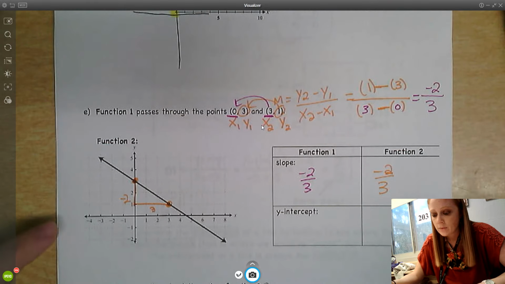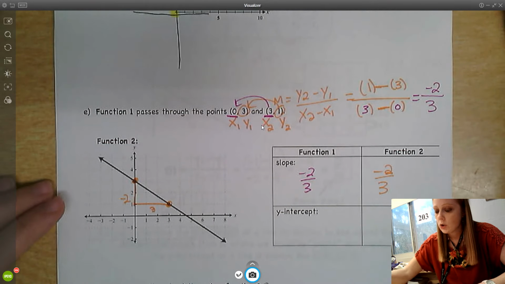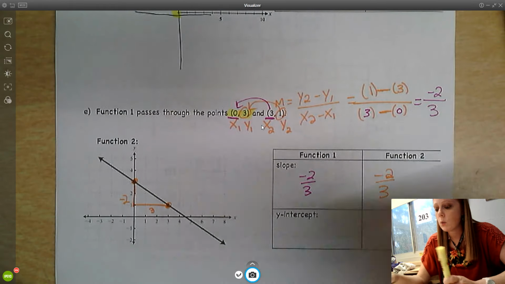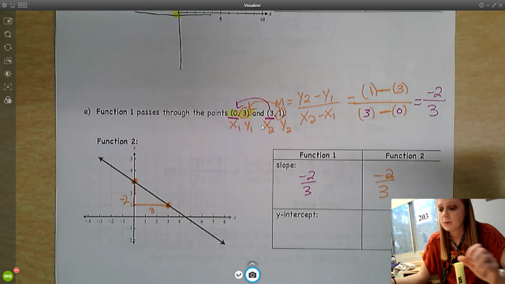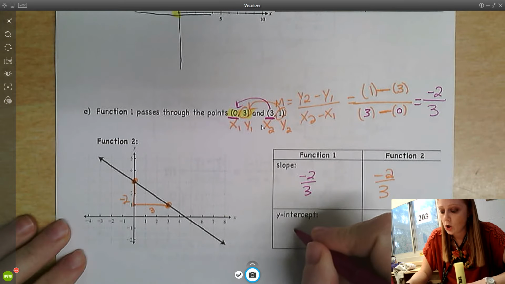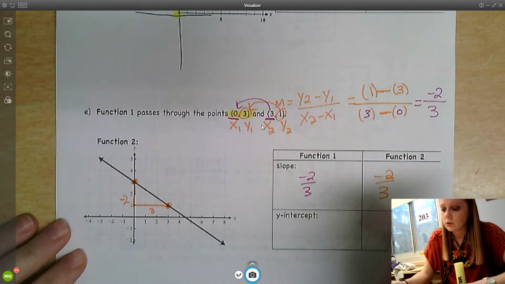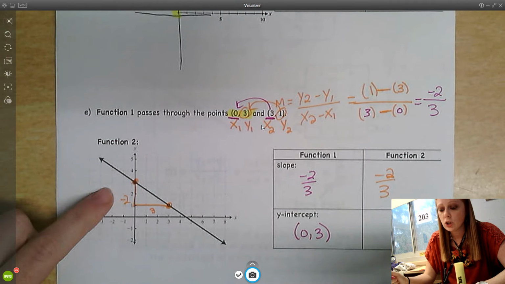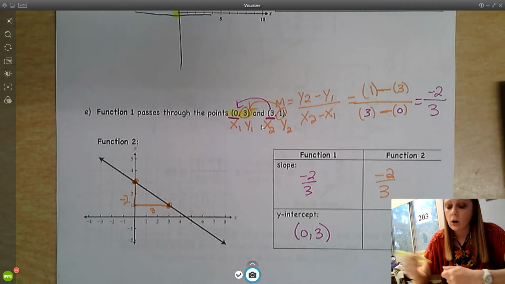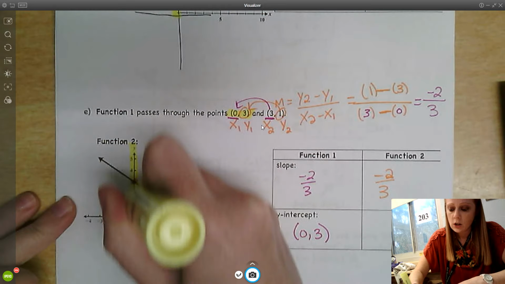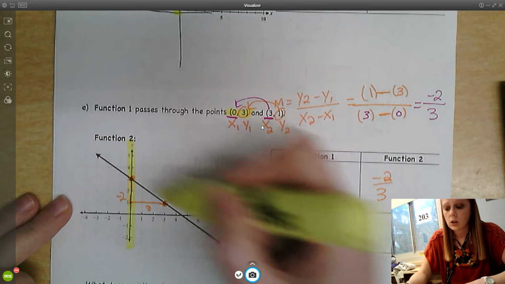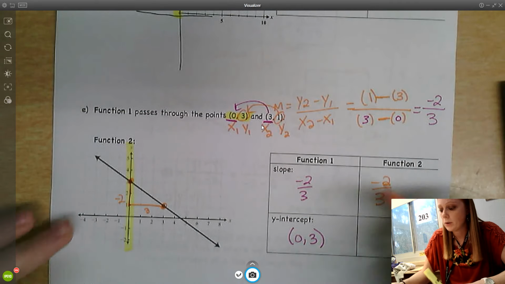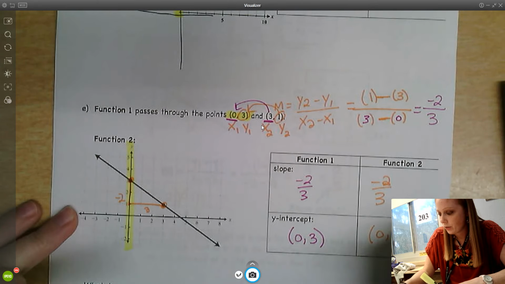Okay. All right, the y-intercept. The y-intercept for the first one, well, whenever the x is 0, whatever that y is, that's the y-intercept, whatever the y-coordinate. So we found x being 0, so that's the y-intercept for function 1. And then for function 2, the y-intercept is going to be where our line crosses the y-axis. So here's our y-axis. Our line is crossing right here at 3. So that would be the point 0, 3.